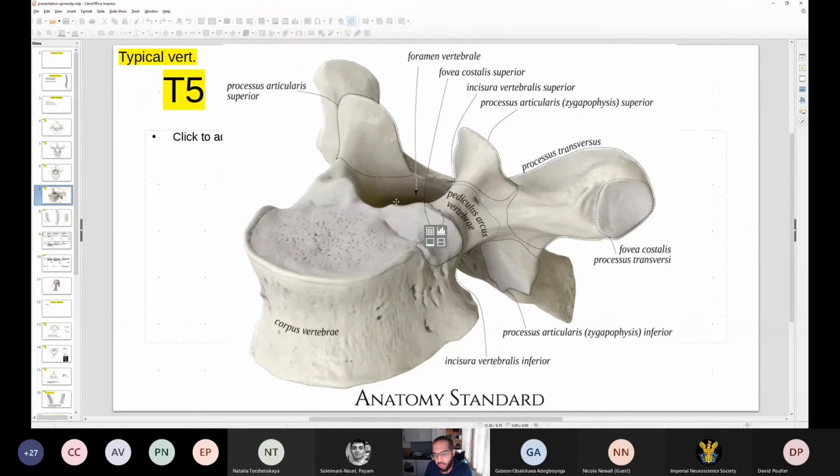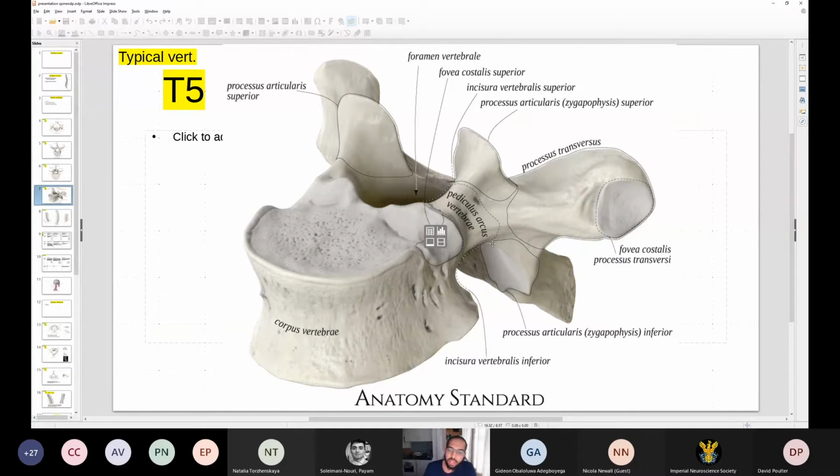So these are called articular processes. You have two superior and two inferior, and they are supposed to be articulating with the vertebra above. So the superior articular process from this vertebra will articulate with the inferior articular process of the vertebra above it. And the same goes for the inferior articular process, where it articulates with the superior articular process in the inferior vertebra.